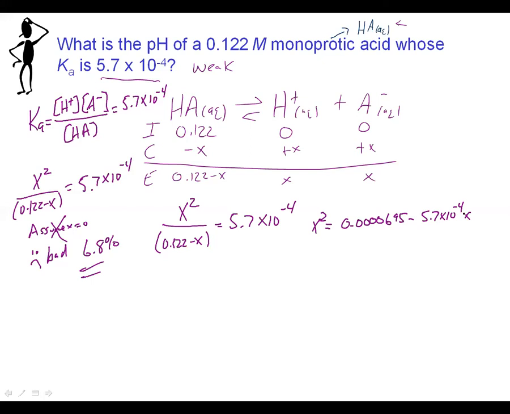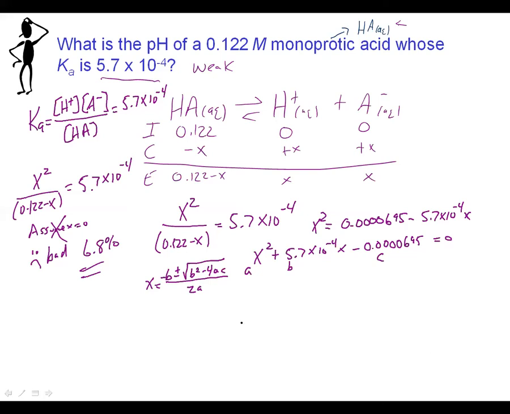Bringing everybody over to the same side gets us x squared plus 5.7 times 10 to the minus 4 x minus 0.0000695 equals 0. Again, this is going to go into our x is equal to minus b plus or minus the square root of b squared minus 4ac divided by 2a. And since I'm running out of room here, hopefully you know how to do this at this point. Again, this is our A, our B, and our C.